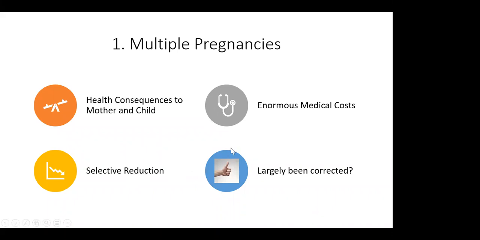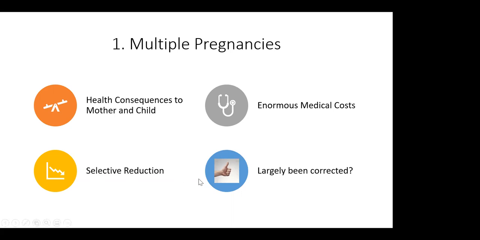Also, multiple pregnancies resulted in the very heartbreaking process called selective reduction, where one or more of the fetuses would be injected with potassium chloride in order to have them resorb and leave 1 or 2 fetuses behind.